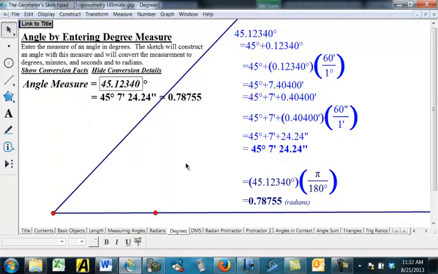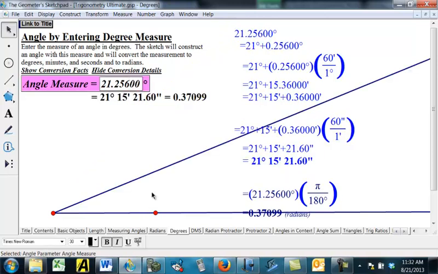Now if you have this Geometry Sketchpad sketch, you can put in any angle that you want here. 21.256, hit enter, and it will redraw it, and it will also show you all the steps in the conversion. So you can use these to check some of your conversions, but you need to be sure you can do this with simply just your calculator and no help here. This will also give you an idea. You can play around with this sketch, both the radians and the degrees.